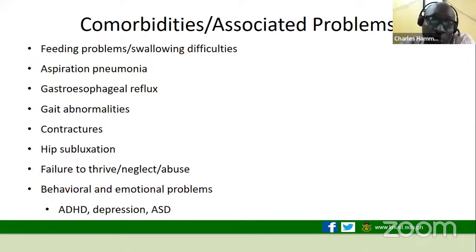It is very common because the children do not complain. We often don't think about it, but always think about patients with cerebral palsy, especially the spastic quadriplegics, as having gastroesophageal reflux. They may have gait abnormalities, that's for those who get ambulatory. Contractures are common. Hip subluxation in the spastic diplegias. And then because of all these problems put together, they may have failure to thrive. Some of them may suffer neglect or abuse. And then when they grow older, behavior and emotional problems set in, such as ADHD, depression, ASD, as we just heard some minutes ago.